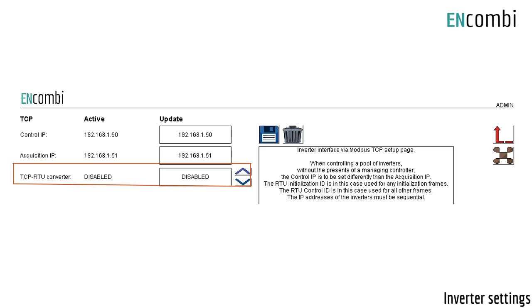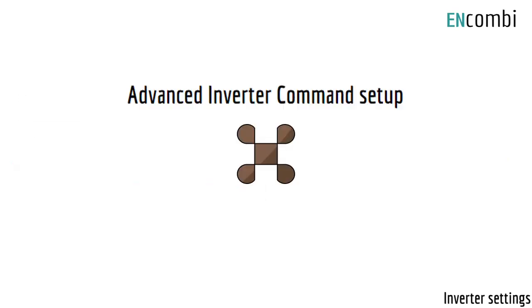The TCP RTU converter function can be used if ECPv2 is to coexist with a data logger, for instance. In this case, the control IP is to be set equal to the acquisition IP. The RTU specification setting will be used the same as for inverters controlled through an inverter manager in this situation. However, this approach is not recommended with big inverter clusters, as the Modbus TCP from ECPv2 will give references to the inverters individually. Advanced inverter command setup will be used to edit some extended configuration of EC-Web.